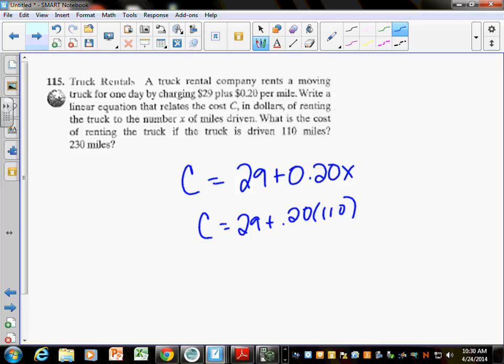And then they also ask you for 230 miles. You would just say 29 plus 0.20 times 230. And you get some number of answers there, right? That's not a bad one.